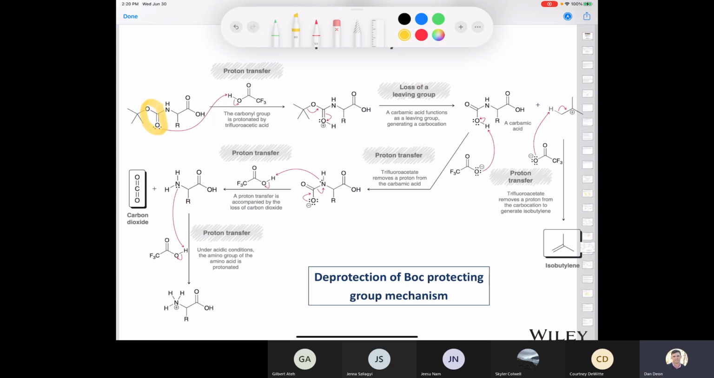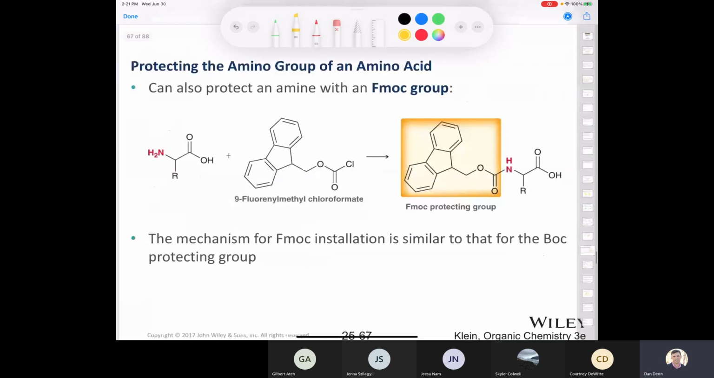So based off of Le Chatelier's principle, the production of carbon dioxide is what's going to drive the reaction forward. So that's why Boc deprotection is such a great reaction. Now, if you're wondering, hey, Mr. Dion, are there other ways to protect an amine, the nitrogen, besides a Boc group? The answer is yes. There's a whole bunch of ways.